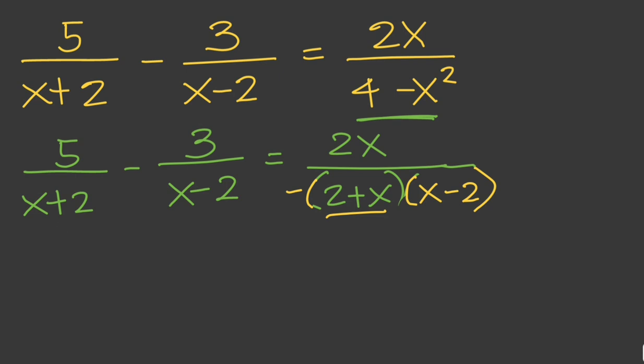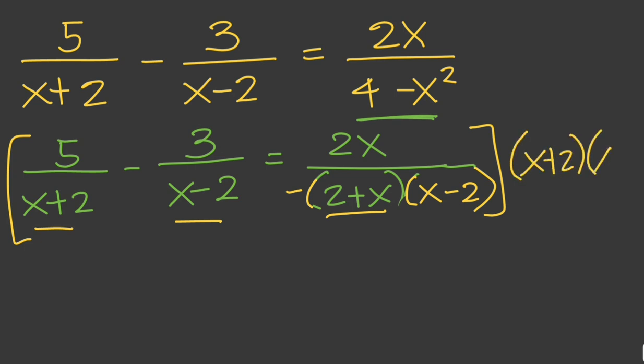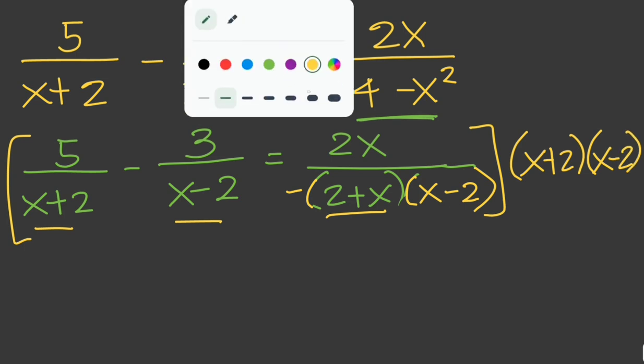So notice here that the denominators of the equations on the left are x plus 2 and x minus 2. And the denominators of the expression on the right are 2 plus x, or x plus 2, and x minus 2. So they are just equivalent. So we can just simply multiply both sides of the equation by x plus 2 times x minus 2.